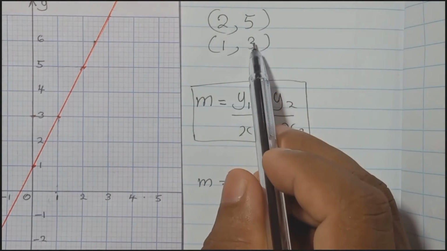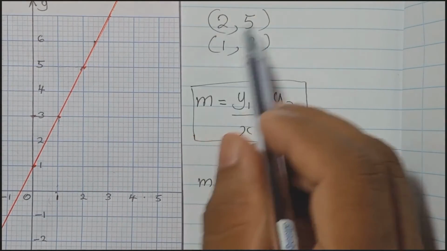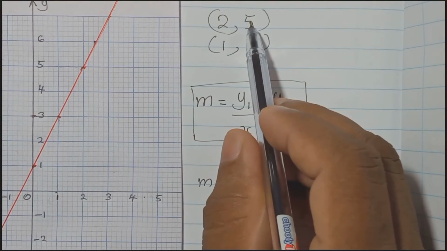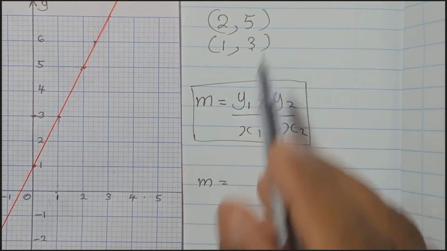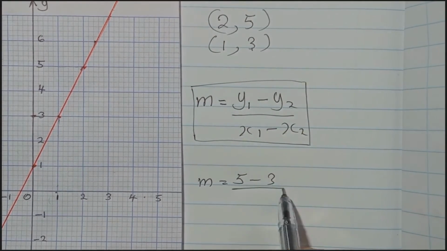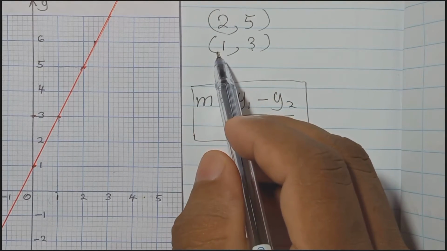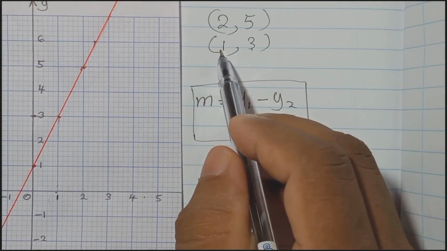It says 5 minus 3. From this coordinate, the y value, I will subtract this y value. So 5 minus 3. You need to follow the same order. From this x value, you need to subtract this x value. Not this way, from this one.